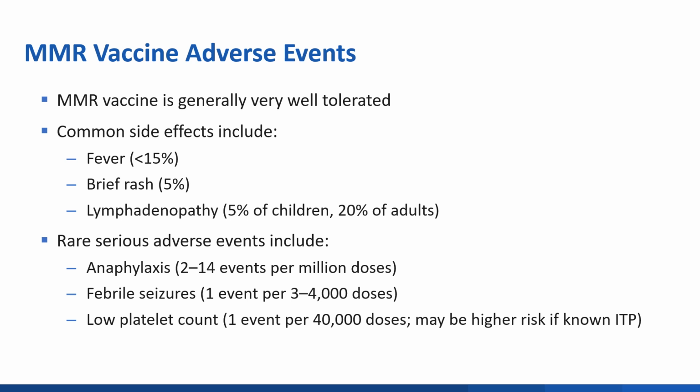Anaphylaxis occurs in approximately 2 to 14 events per million MMR doses given. Febrile seizures occur in 1 event per 3 to 4,000 MMR doses, and a low platelet count can occur in 1 per 40,000 MMR doses given. And this low platelet count is often transient and carries no complications, but there can be a greater risk for this to happen if someone has a known diagnosis of idiopathic thrombocytopenic purpura, or ITP.